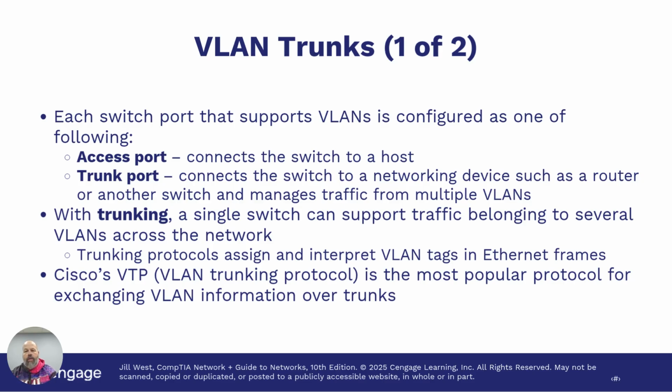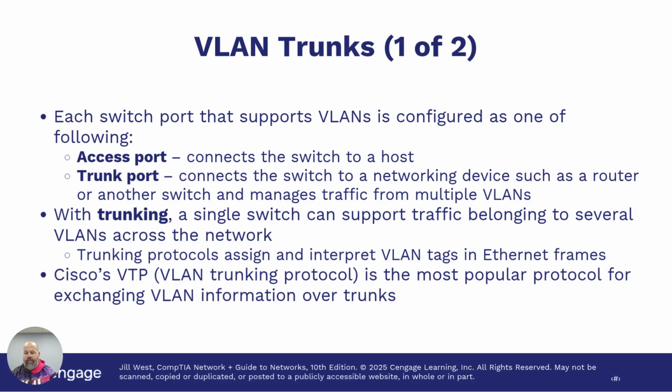So let's talk about how multi VLAN connections between switches actually work. Each port is configured as either an access port or a trunk port. Access ports connect to end devices like computers or printers. They carry traffic for only one VLAN. Trunk ports connect to other network devices like switches or routers and can carry traffic for multiple VLANs simultaneously. It's like the difference between a residential street, that's the access port, that only serves one neighborhood, and a highway, which is the trunk port, that carries traffic from many neighborhoods.